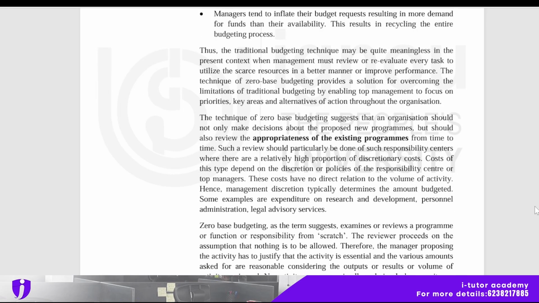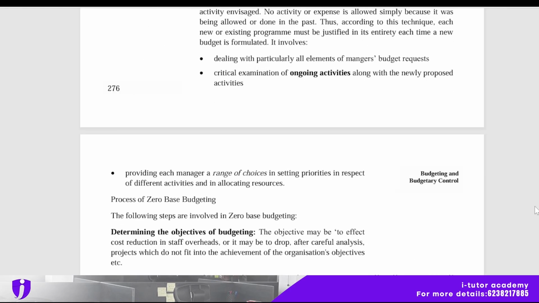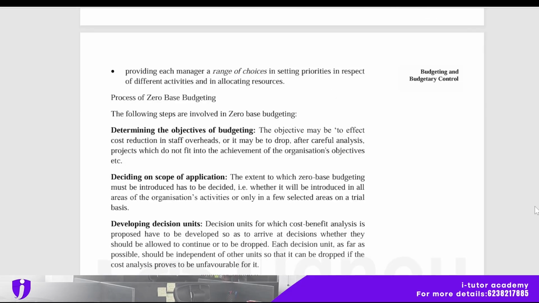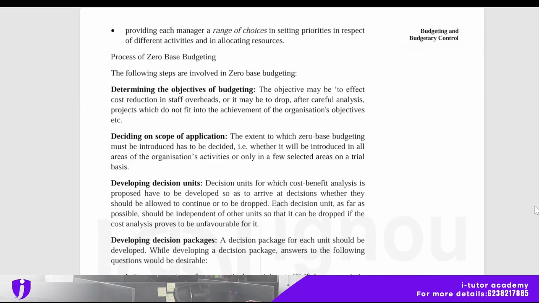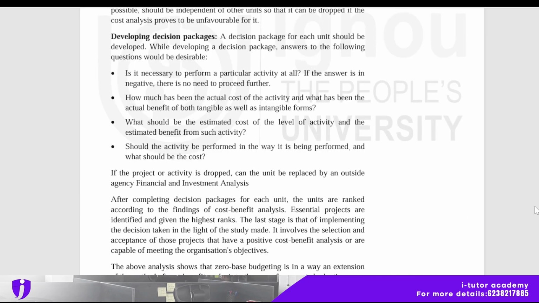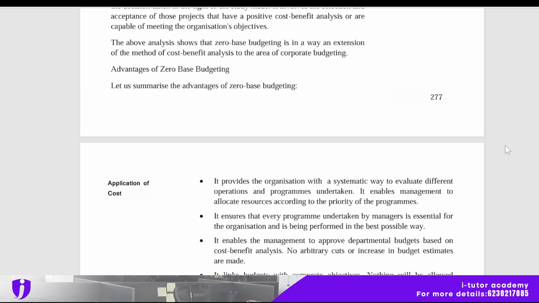The technique of zero-based budgeting suggests that an organization should not only make decisions about the proposed new programs but should also review the appropriateness of the existing programs from time to time. And the processes of zero-based budgeting are determining the objective of budgeting, deciding on the scope of application, developing decision units, and developing decision packages. And the advantages of zero-based budgeting are there.